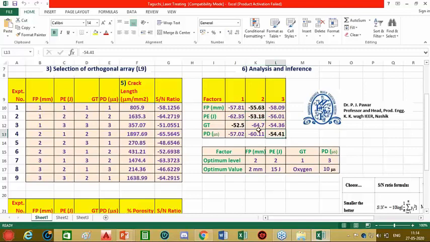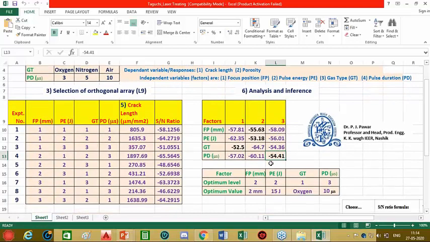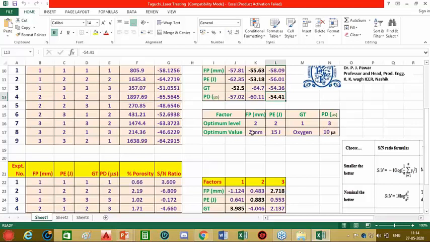So we can observe here that the optimum combination is 2 for the focus position, then 2 for the pulse energy, then 1 for the gas type, and 3 for the pulse duration. So 2, 2, 1, 3 is the optimum combination, and these are the actual values corresponding to these coded values. It means that if I conduct the experiment with these particular levels, it ensures that the effect of the uncontrollable factors will be minimum.